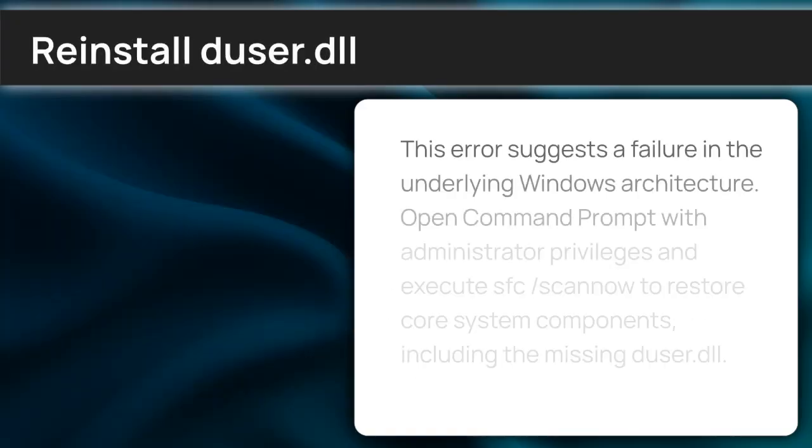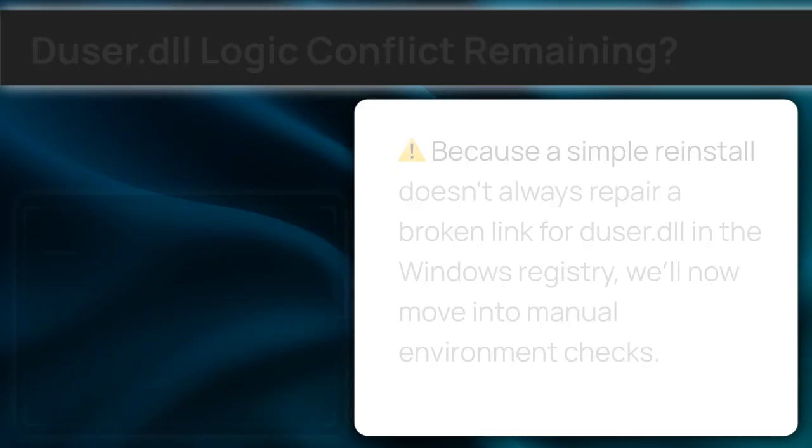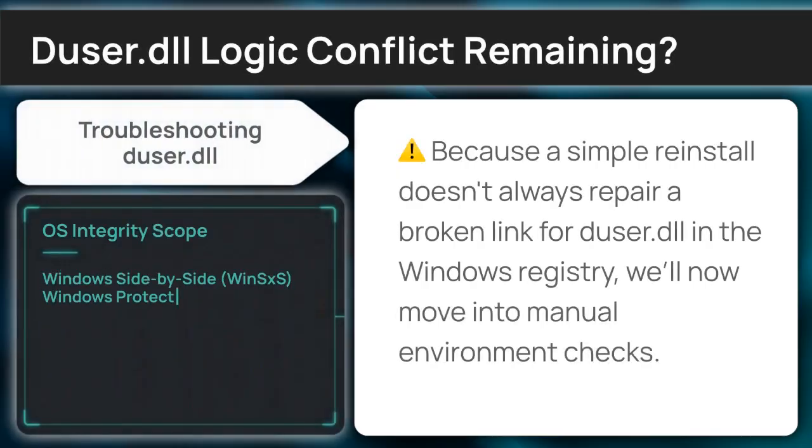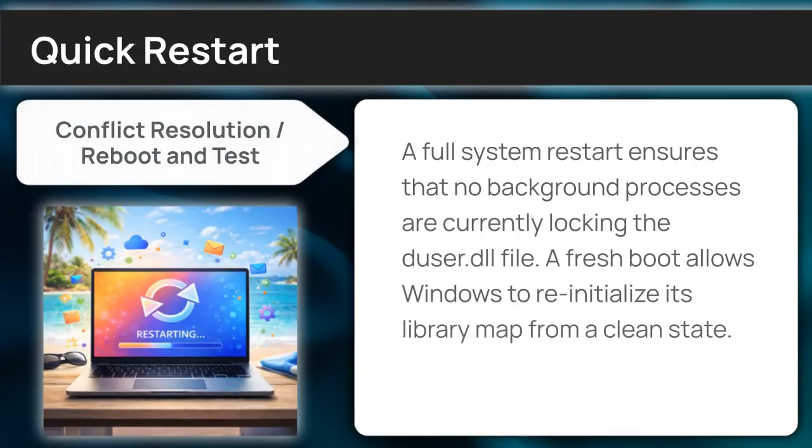This error suggests a failure in the underlying Windows architecture. Open Command Prompt with administrator privileges and execute sfc /scannow to restore core system components, including the missing DirectUser module DLL. If you're still stuck after the reinstall, our next priority is to check for any active blocks in the system path. A quick system restart is a practical way to ensure that all shared libraries, including DirectUser module, are being loaded correctly into the current session's memory.